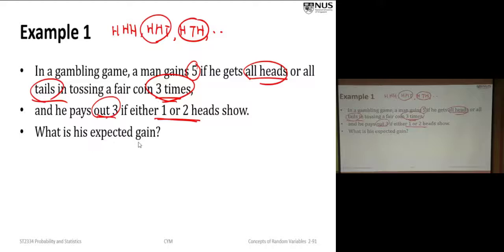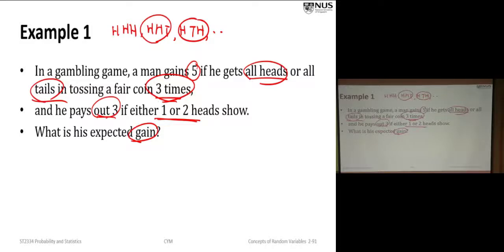So here, we are asked, what is the expected gain? Okay, now here, we are tossing a coin 3 times, or tossing 3 coins. The gain depends on the outcome. 3 heads or 3 tails, this man wins $5, or 5 units. Otherwise, that means 1 head or 2 heads, then he has to pay 3 units or $3. All right. So what is his expected gain? His gain is a random variable. Will he get 5 all the time? No, only when he gets 3 heads or 3 tails, then he gets $5.